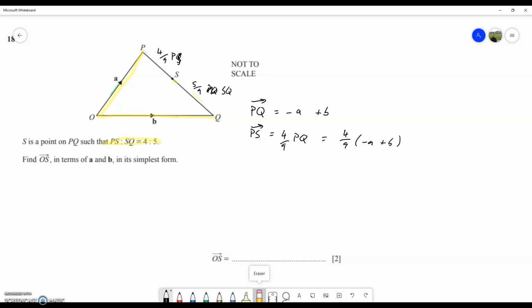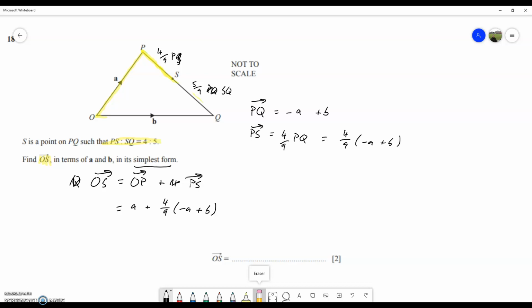And then as far as working out our answer of working out O to S, it would be O to P, P to S. So that would mean OS is equal to OP plus PS, which means it must be A plus 4/9 minus A plus B. Now, if it hadn't had this last sentence here in its simplest form, that would be an acceptable answer.